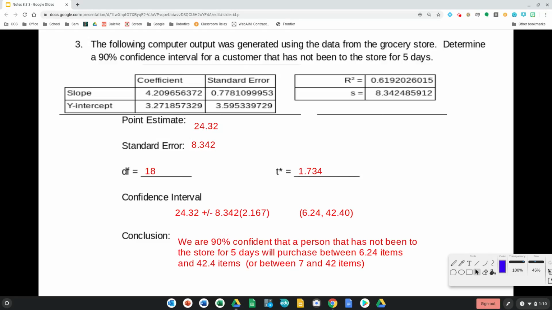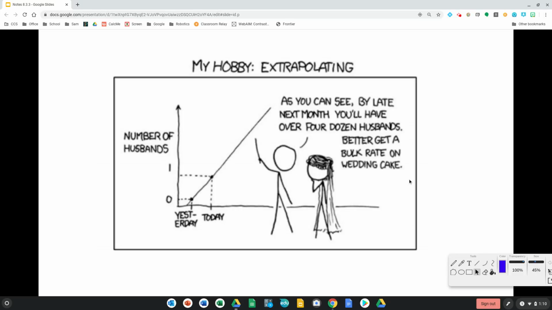So that's what you're going to be working on in your assignment today, is coming up with these confidence intervals for our predicted values. So again, if you have any questions on that, make sure that you ask about that.